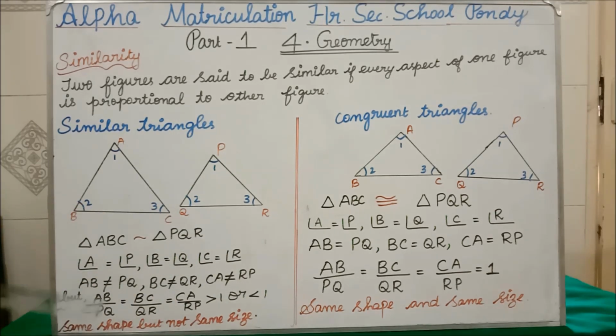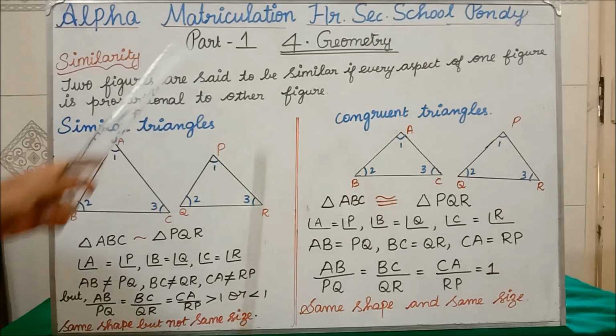Clear all of you? Then equal to the last one, CA. Here CA, where? RP. So, CA divided by RP. So, these values can be greater than 1 or less than 1. Okay. Similar triangle means it should have same shape but not same size.